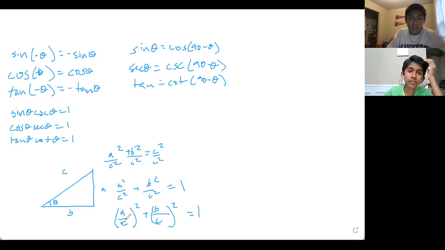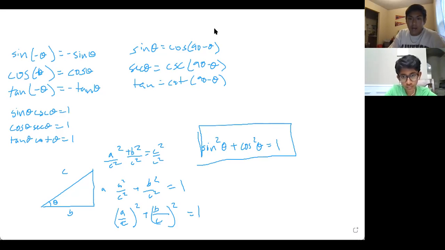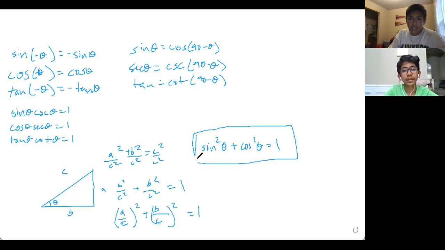What is A over C? What trig function is that? Sine. So that's sine squared theta. What's B over C? Cosine. Cosine squared theta equals 1. Jeremiah, this is the most important trig identity you will learn in your whole life. Everything deals with this. I just showed you how to get it, but I would just memorize this.